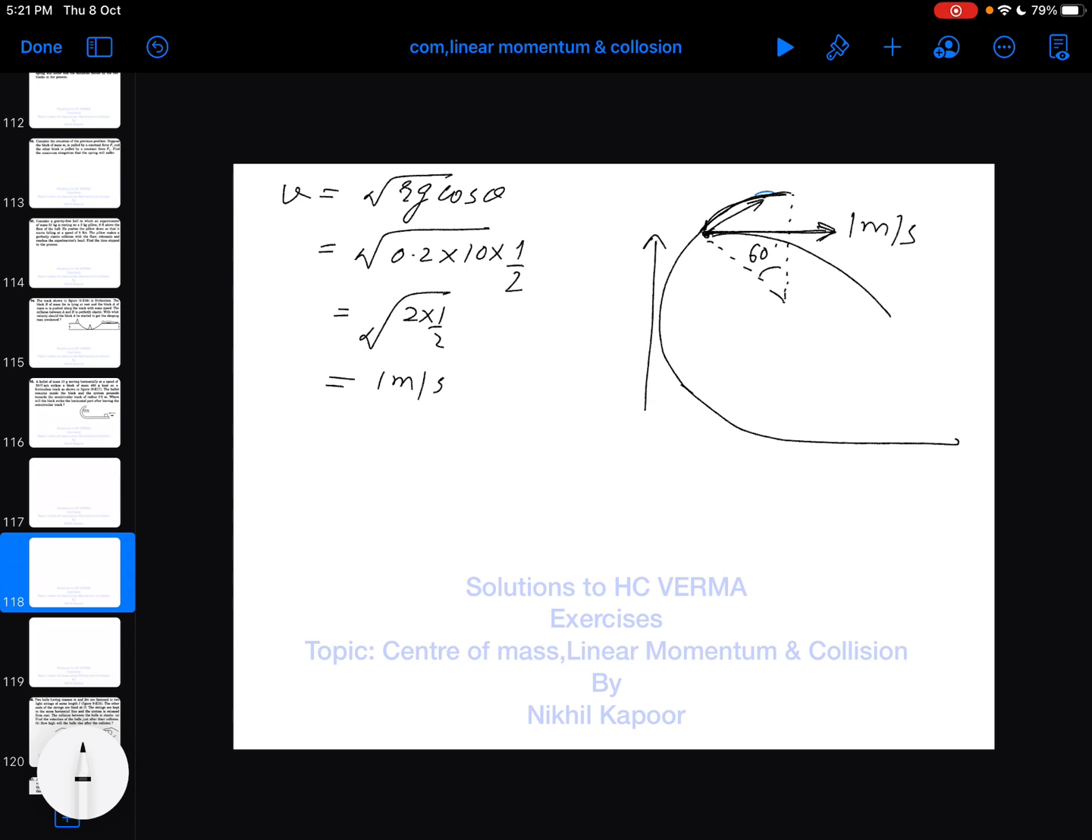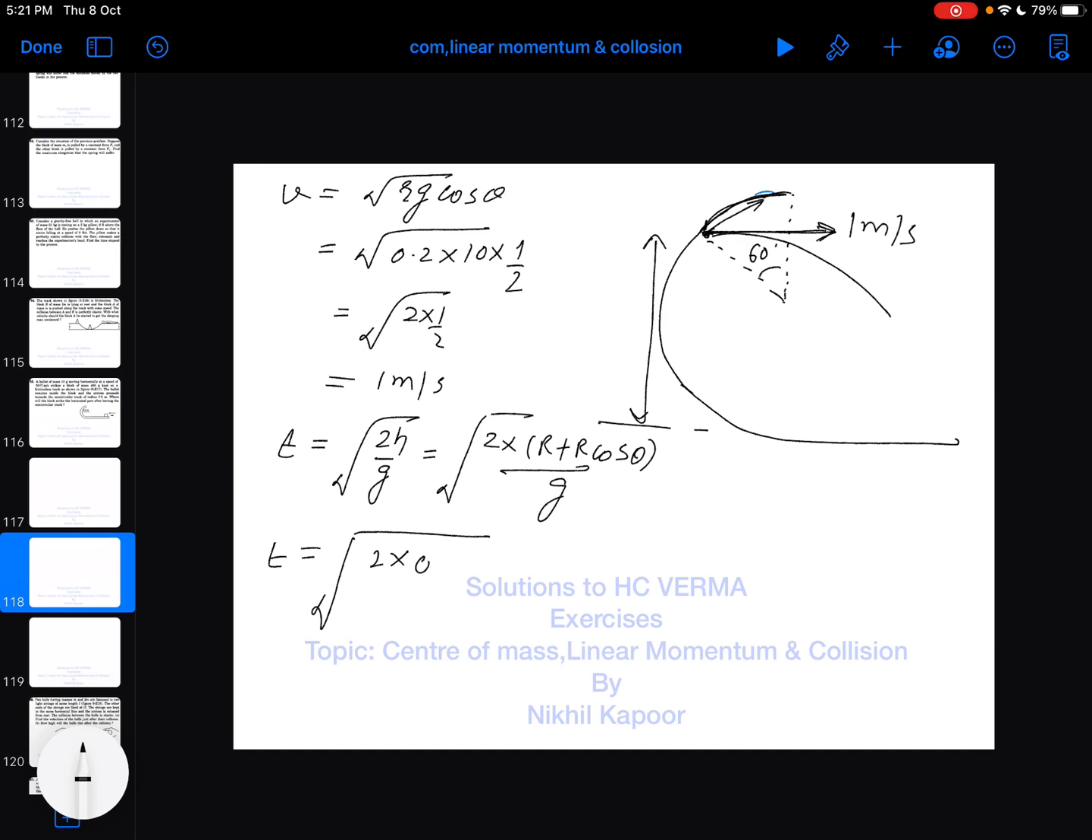As the object is falling from a height h, it will take time under root 2h by g to reach the ground. So it will be under root 2, where h is r plus r cos theta, upon g. So time will be equal to under root 2 into r can be taken as common, which is 0.2, 1 plus cos 60 will be 1.5, upon value of g is 10. So under root 0.4 into 3 by 2 upon 10.